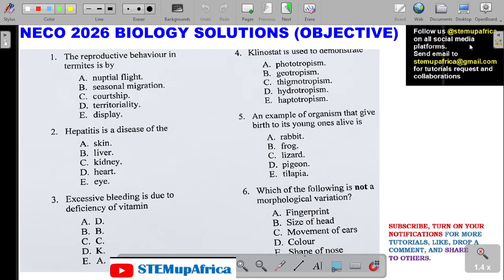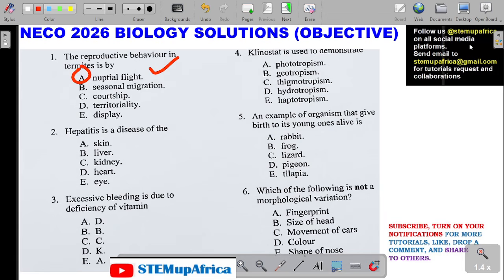So let's go straight to question number 1. Question 1 said the reproductive behavior in termites is by what? The answer is nuptial flight. Why is this so? Because winged reproductive termites leave their original colony in a synchronized mass known as the nuptial flight to mate and establish new colonies. They move from their colony to another colony to mate, so it's called nuptial flight.